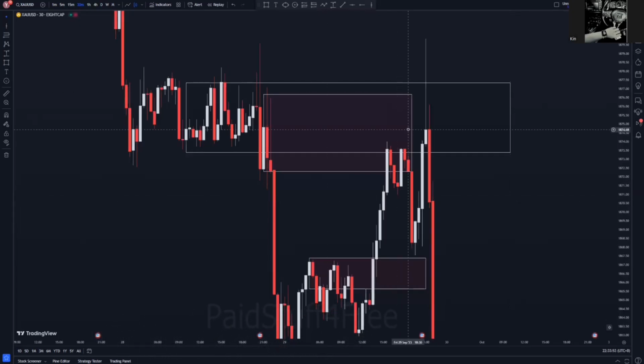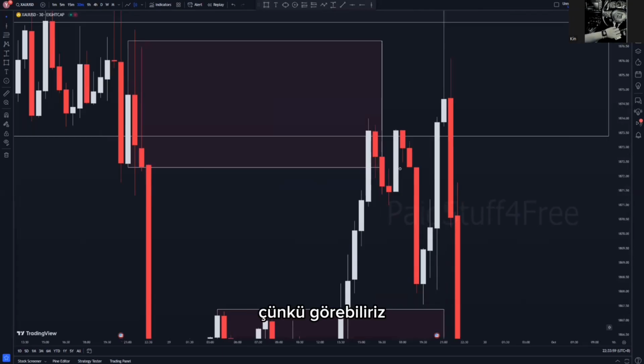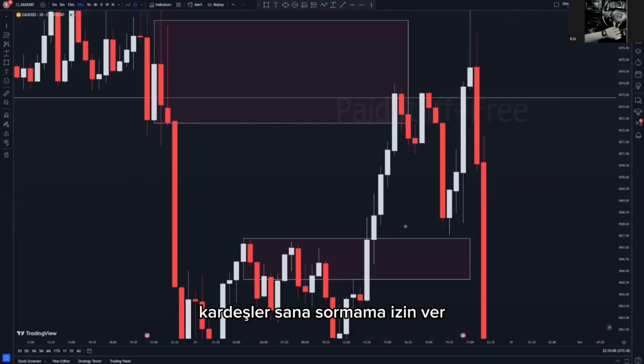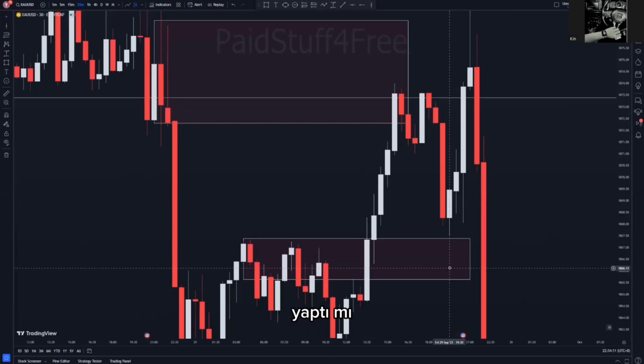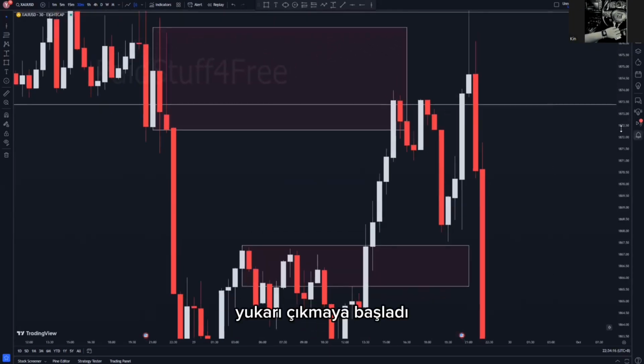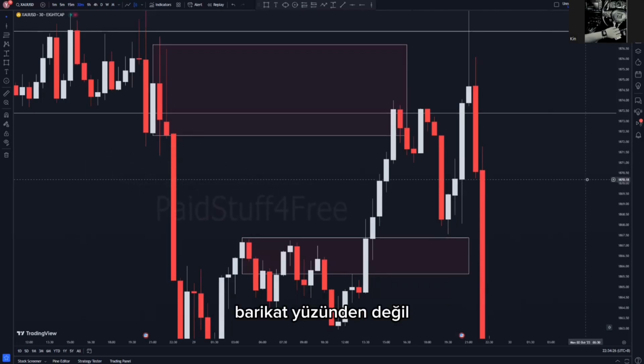Exactly. Good one. So look over here. Why did the price make a pullback? Because we can see these new zones. Where is the buy roadblock? Okay, brothers, let me ask you. Did the price touch the roadblock before the price started to go up? All right. So it's not because of the roadblock.